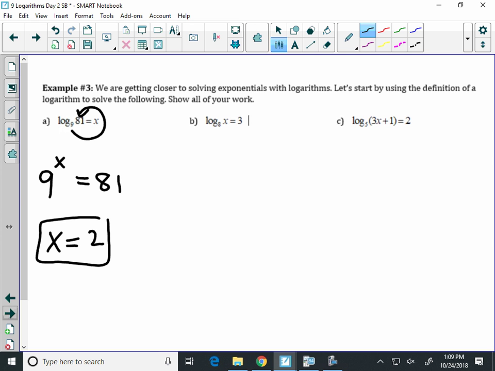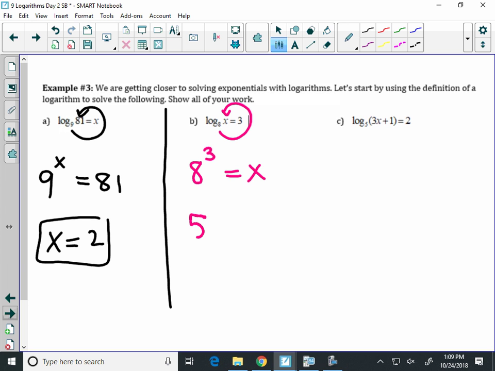Same idea for b, only the problem's going to look a little bit different here. 8 to what power? 8 to the third equals x. Well, x is easy to find this time because you should know what 8 to the third is. What is it? You should.